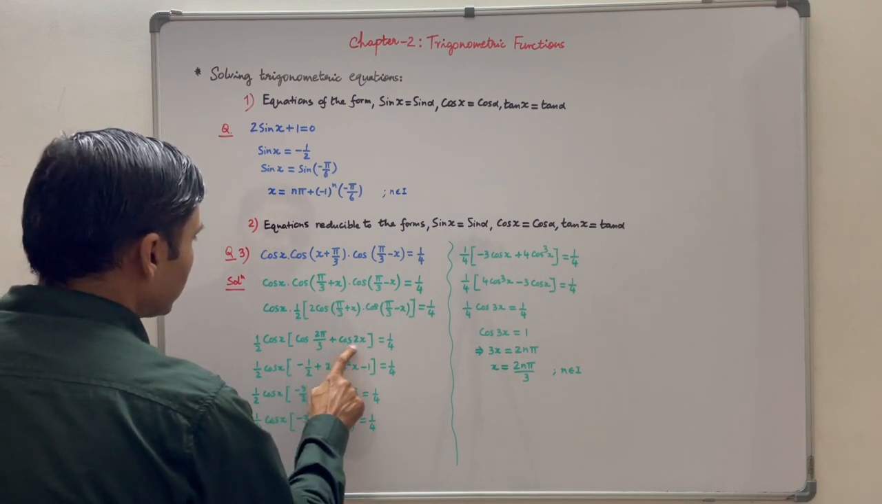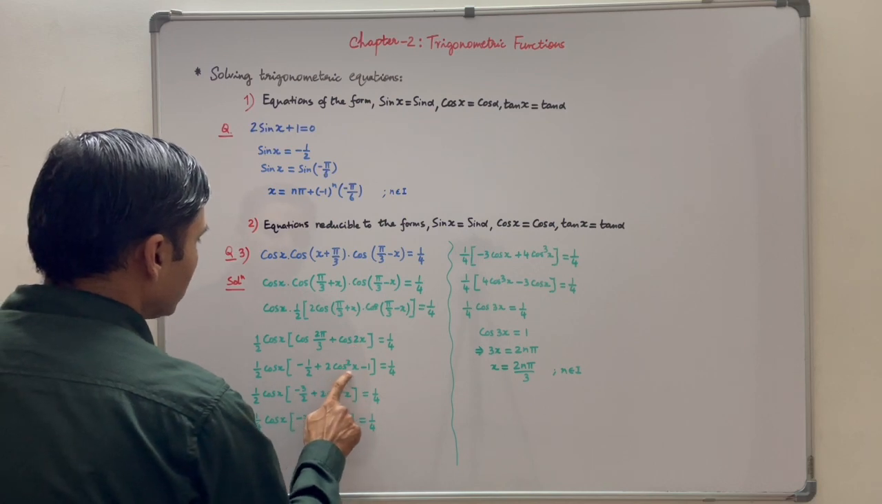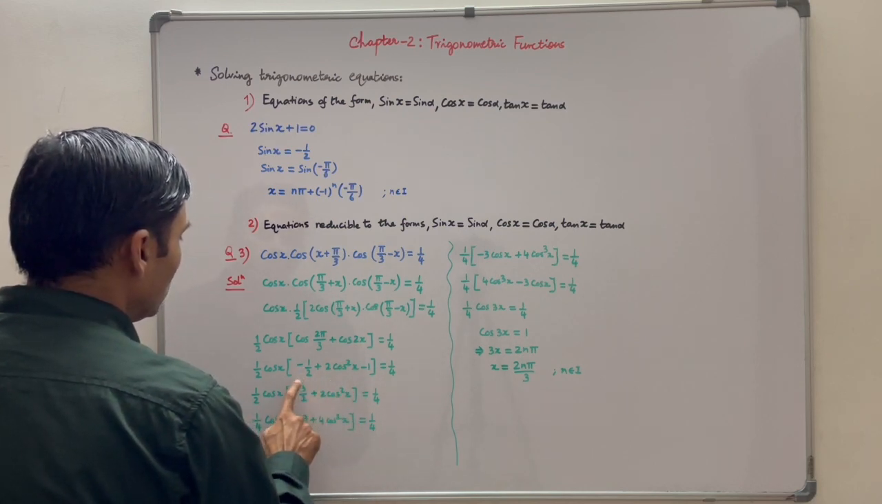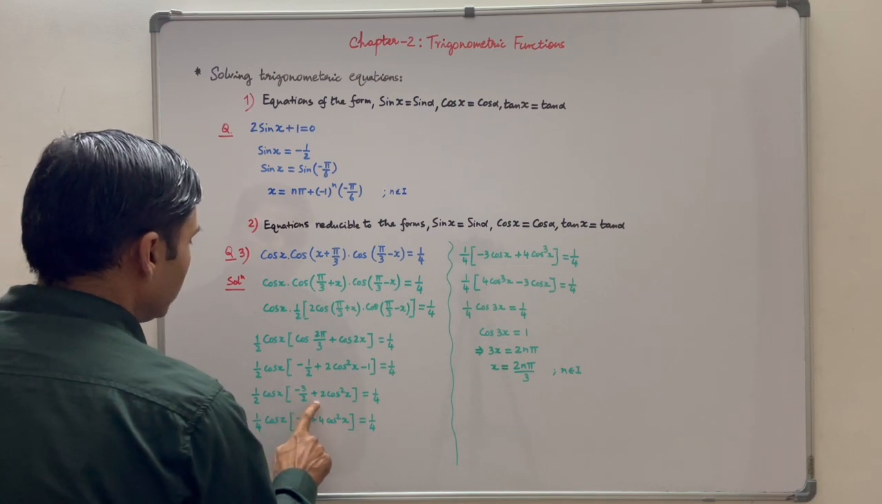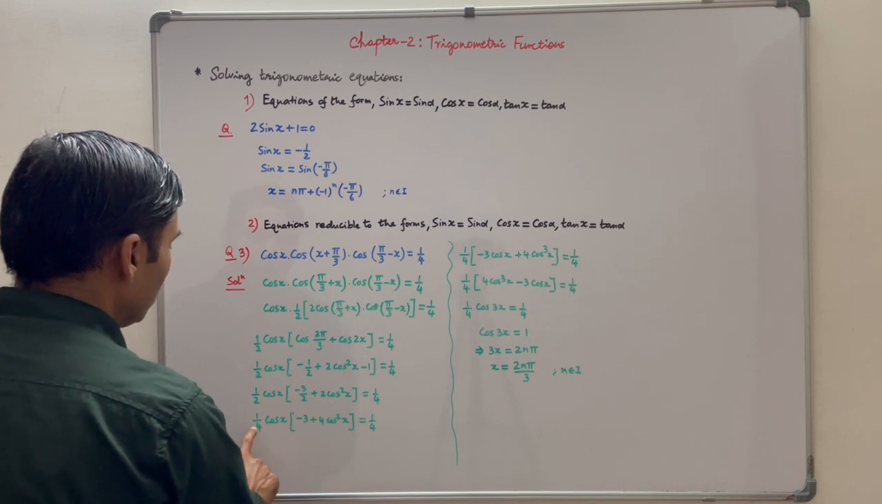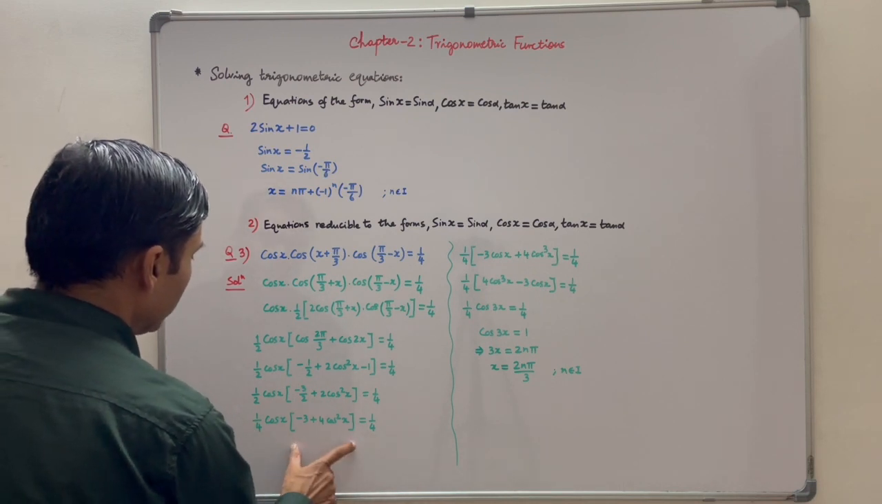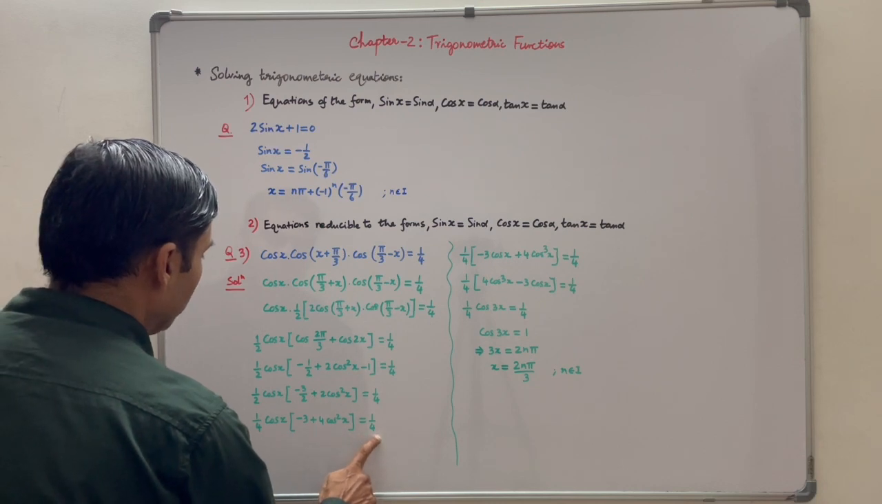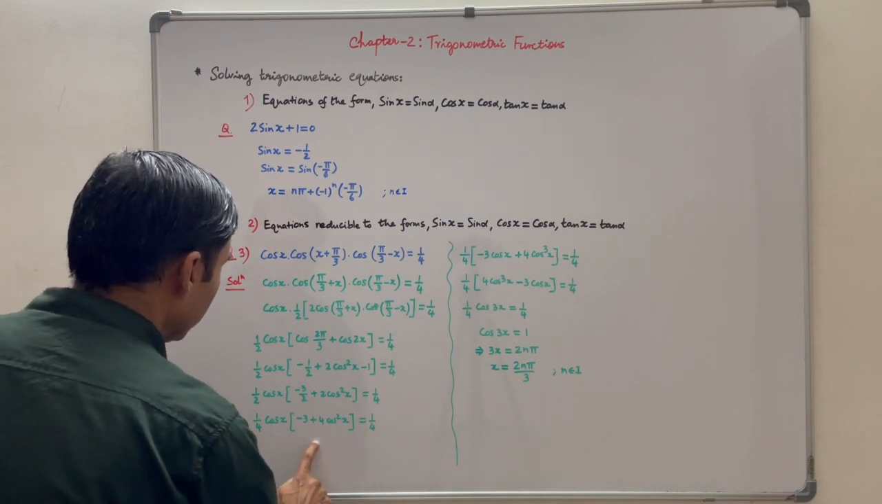And cos 2x can be expanded as 2 cos square x minus 1. So minus 1 minus 1 by 2 will be minus 3 by 2 plus 2 cos square x. Take 1 by 2 outside. So it will be 1 by 4, cos x within brackets, (minus 3 plus 4 cos square x), is equal to 1 by 4. Now push cos x inside.